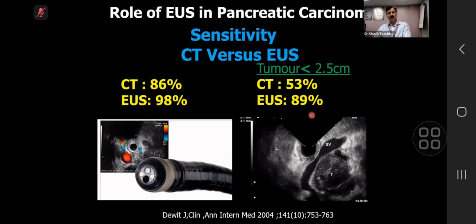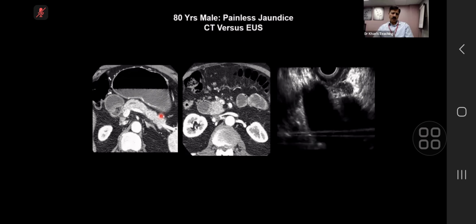The king modality is EUS. If the tumor is less than 2.5 centimeter, CT is 53% sensitive, EUS is 89%. On the other hand, if the tumor is larger, generally speaking, EUS is about 98%. So EUS is the king modality, and this is a viva question. Here is an example where there is a bit of duct dilatation, and it is very difficult to pick up a tumor, but on EUS you can see the tumor there.